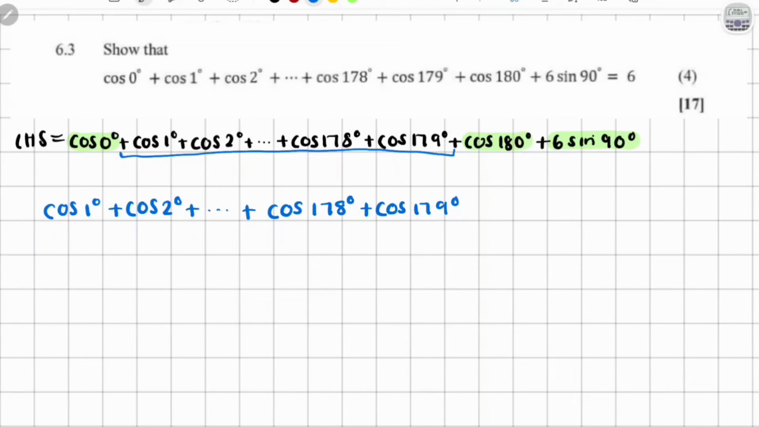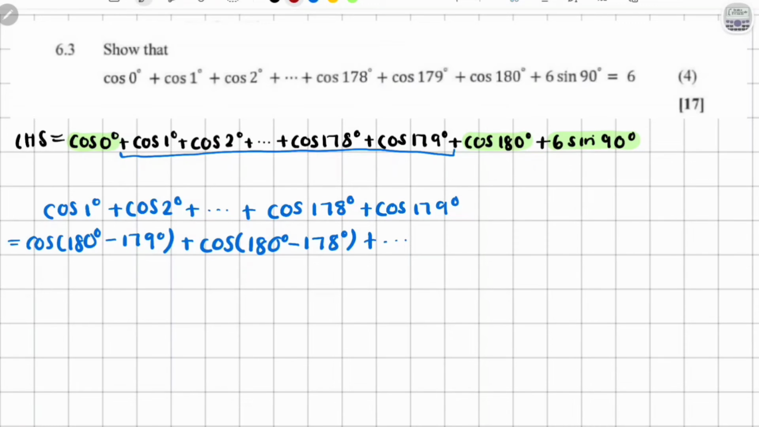So I'm going to rewrite cos of 1 degree as cos 180 degrees minus what gives you 1? That's minus 179 degrees. Okay, so I'm changing the way it looks, not the value. Then this is plus cos of what is 2 degrees? That's going to be 180 degrees minus 178 degrees. Okay, and there you see 178 degrees.